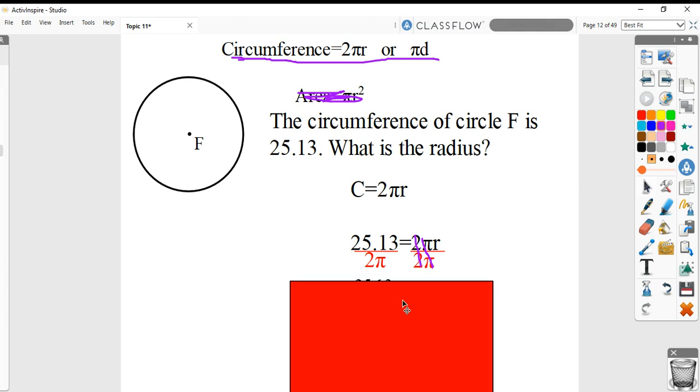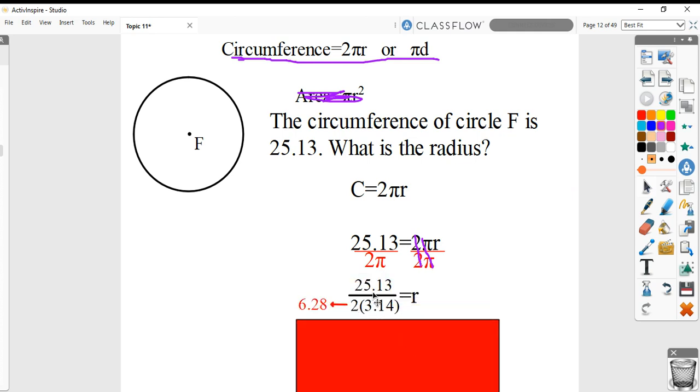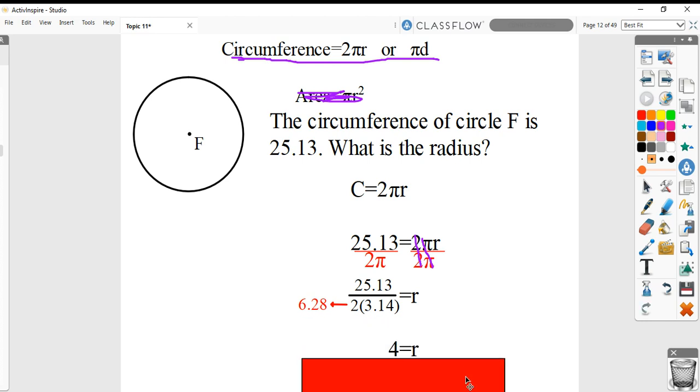This is a good time to pull out a calculator. 25.13 divided by 2 pi. Y'all don't forget, pi is just a number. It's not a variable. It's always the same value, 3.14. So if you're doing 2 times that, you could just do 25.13 divided by 6.28. Depending on how you punch stuff into your calculator, you could get some little bit varying answers, but mostly it's going to be something pretty close to about 4. We've got a radius of roughly 4 on this circle.